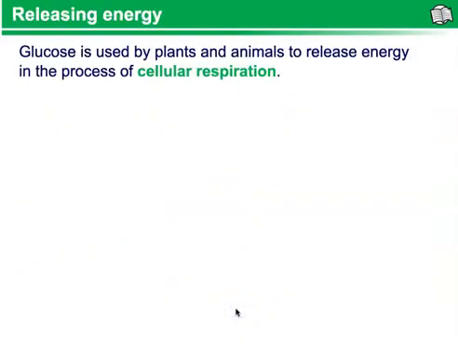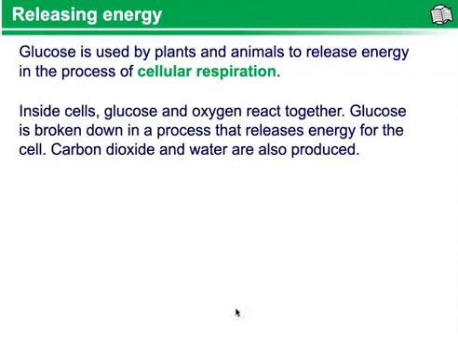Releasing energy. Glucose is used by plants and animals to release energy in the process of cellular respiration. Inside cells, glucose and oxygen react together. Glucose is broken down in a process that releases energy for the cell. Carbon dioxide and water are also produced.